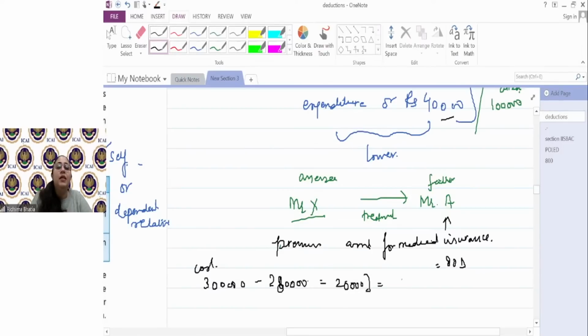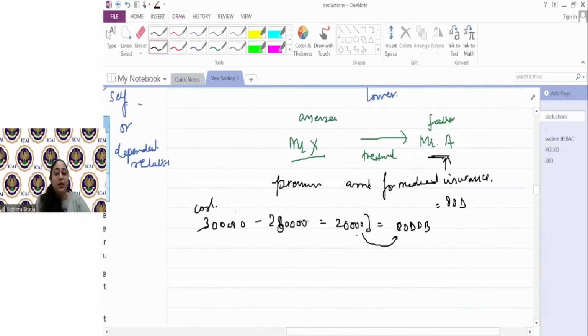Now, this 20,000 is eligible to be claimed under 80DDB, expenditure for medical treatment of a dependent relative. So I can say if insurance is there, the net amount which you have paid or borne from the pocket would be eligible for deduction under 80DDB, not 3 lakhs, because out of 3 lakhs, 2,80,000 got covered by insurance, correct? So the amount which you're actually bearing would be allowed for 80DDB.